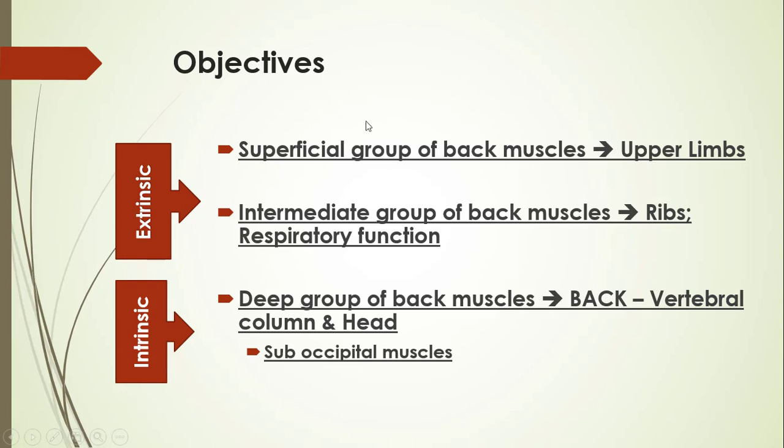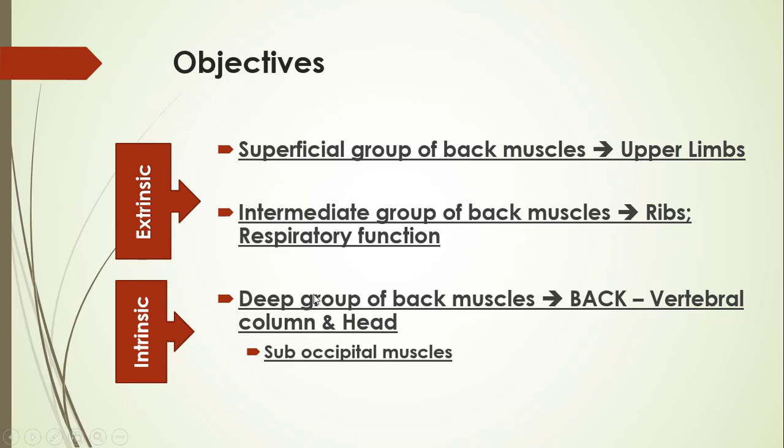Here are the objectives, or what we want to get out from this video lesson. Basically, everything about muscles of the back. Muscles of the back are organized into three groups: the superficial, intermediate, and deep group, depending on the depth of muscle layers. First, we have the superficial, then intermediate, then deep.